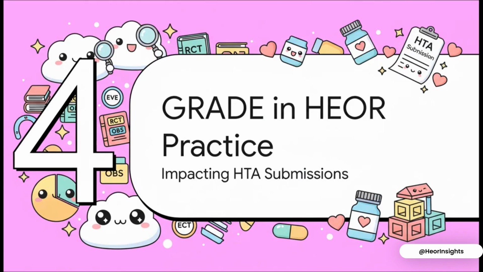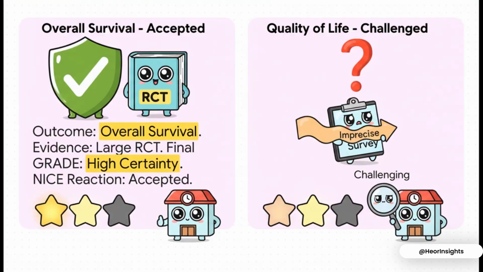Okay, so we've covered the theory. Now, for our final section, let's connect all these dots and look at how GRADE ratings actually impact the day-to-day work of HEOR, especially in HTA submissions and economic modeling. Let's walk through a realistic scenario. Imagine a submission where your evidence for overall survival comes from a big, well-run RCT that gets a high certainty rating. But the quality of life data, even from that same trial, gets downgraded to low certainty because of bias and imprecision. What happens? Well, an HTA body like NICE would probably accept your survival data as their main analysis, but they would absolutely challenge that quality of life data, probably asking you to run scenarios assuming it has zero effect.